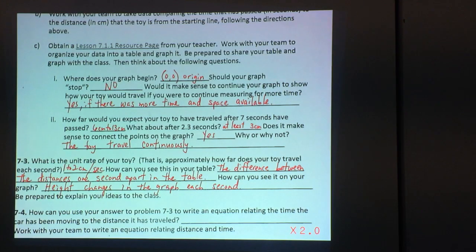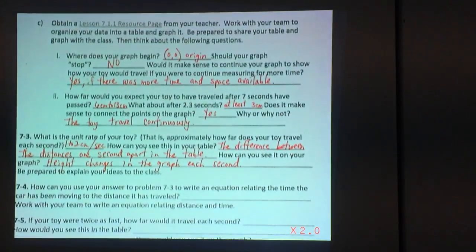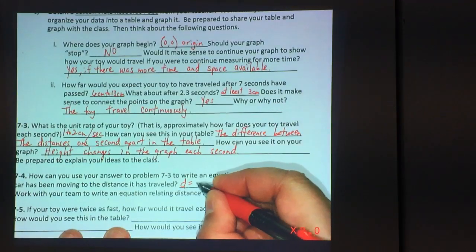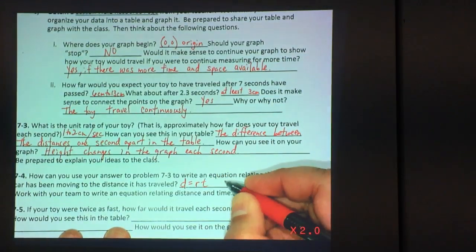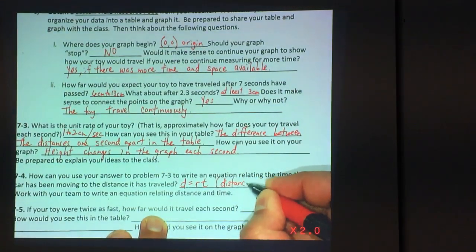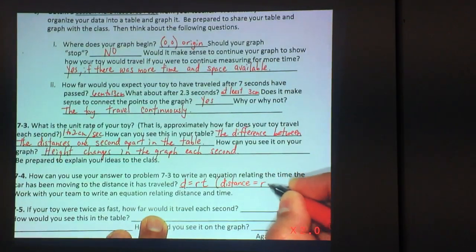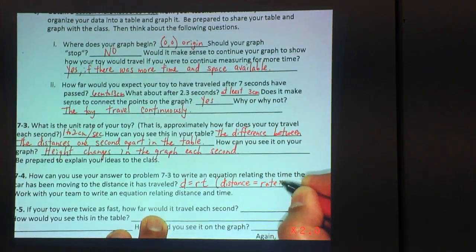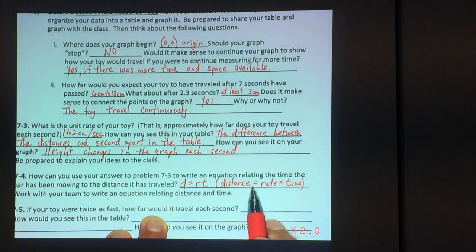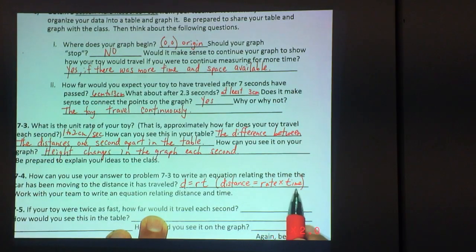Let me read that again. How can you use your answer in the previous problem to write an equation relating the time the car has been moving to the distance it has traveled? Distance equals rate times time. Let's write that. Distance equals rate, meaning the speed, times how long it was going that speed. So how far you travel is equal to how fast you are going times how many minutes or hours you're going that speed.